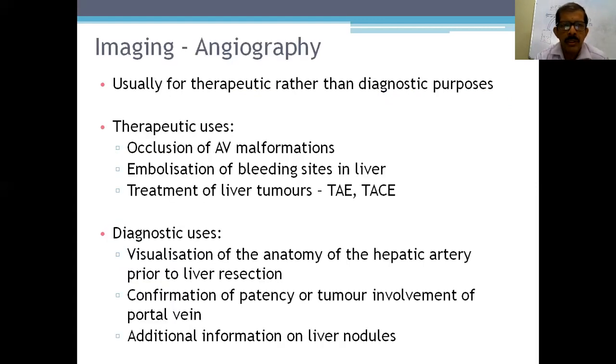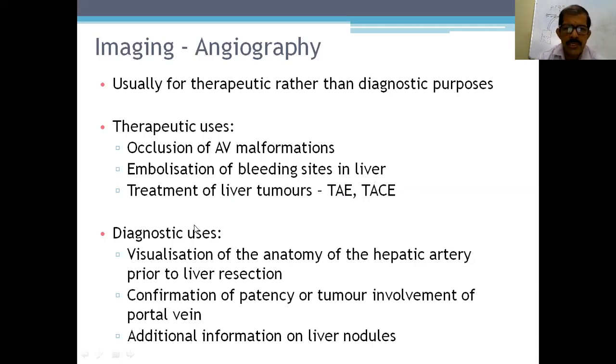Of course, angiography is also there. With selective angiography, you can catheterize the hepatic artery and then do what is called transarterial embolization or transarterial chemoembolization, TAE or TACE. Transarterial chemoembolization is mainly for tumors. Okay. So this is very, very important.